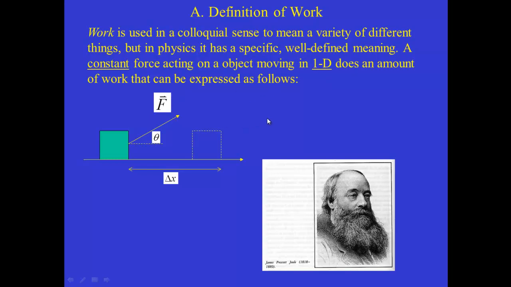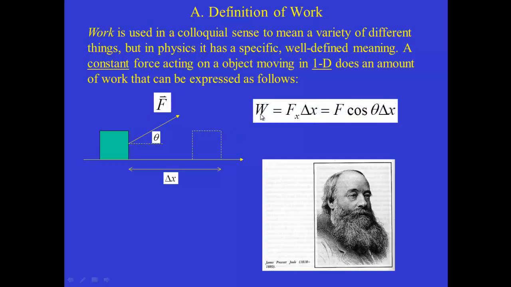And I'll show the equation in just a second. But first, you see that here's the object that's going to move a distance delta x along the x direction, and it's being pulled by a force F that's constant. But the force doesn't have to necessarily be along the direction of motion. It can be at an angle theta, as in this case.